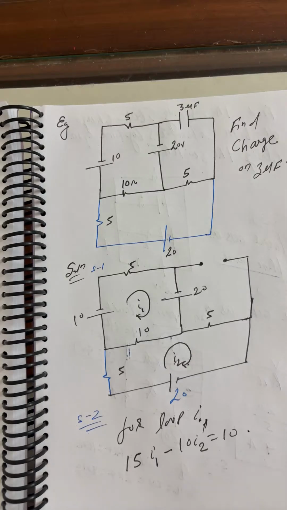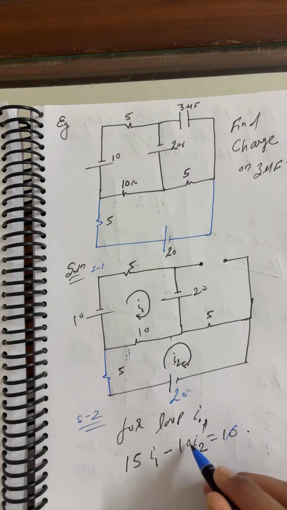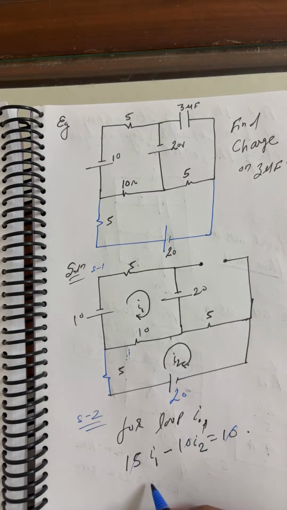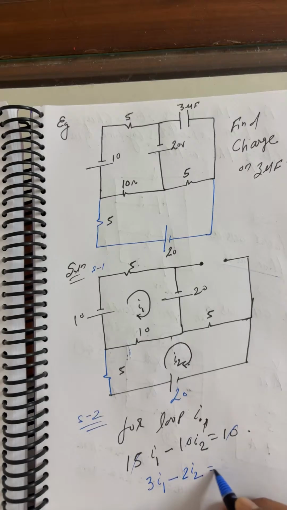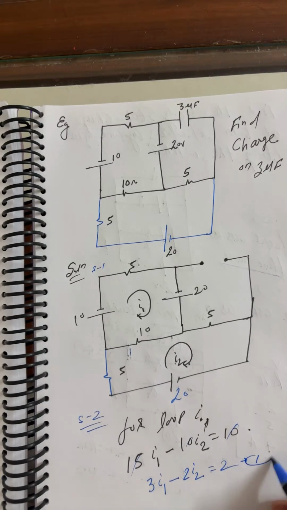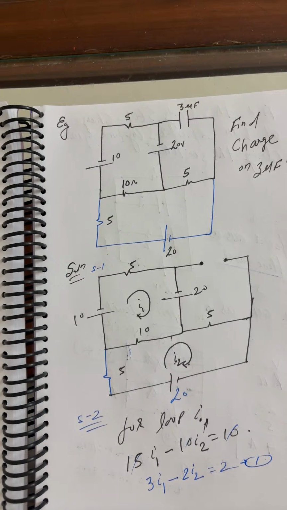Can we cancel each other here? Can we cancel with 5? 5 times 2 are 10, 5 times 2 are 10, 5 times 3 are 15. So this is 3 I1 minus 2 I2 which is equal to 2. This is equation number 1.